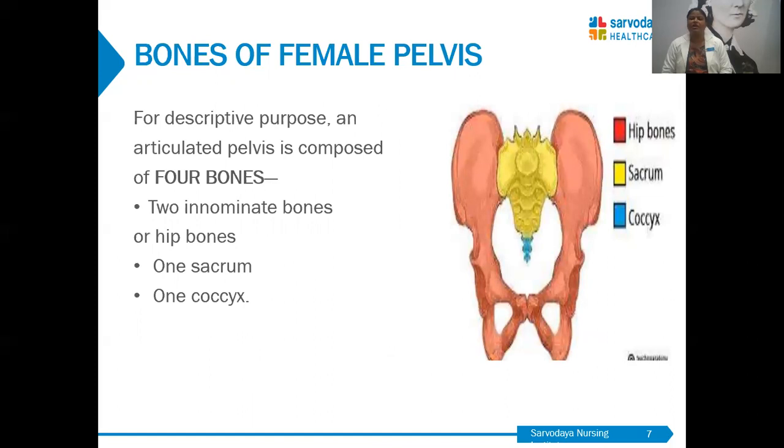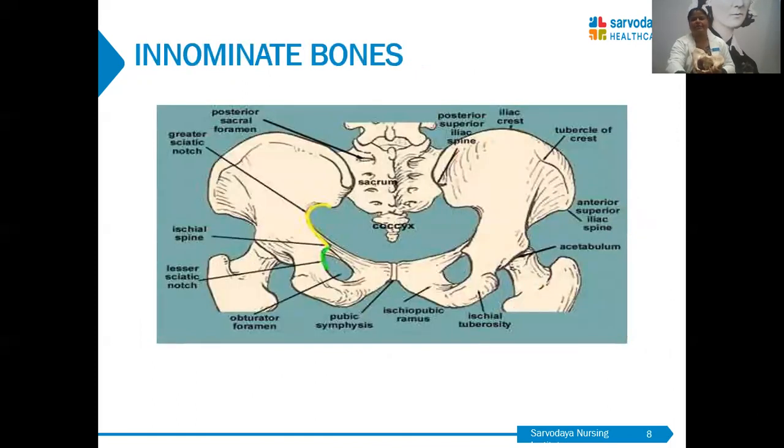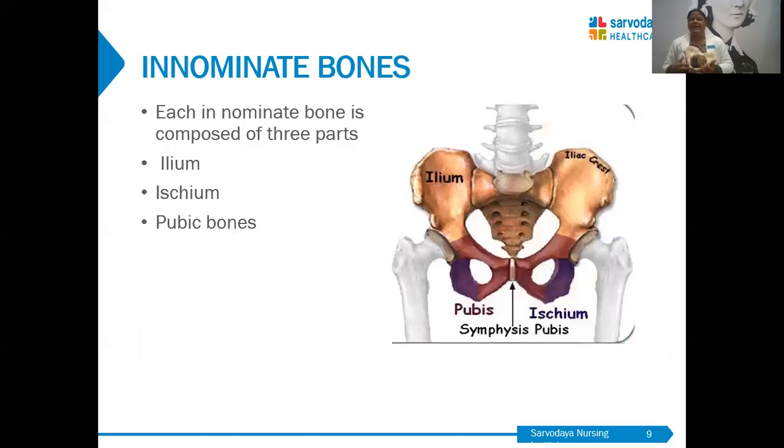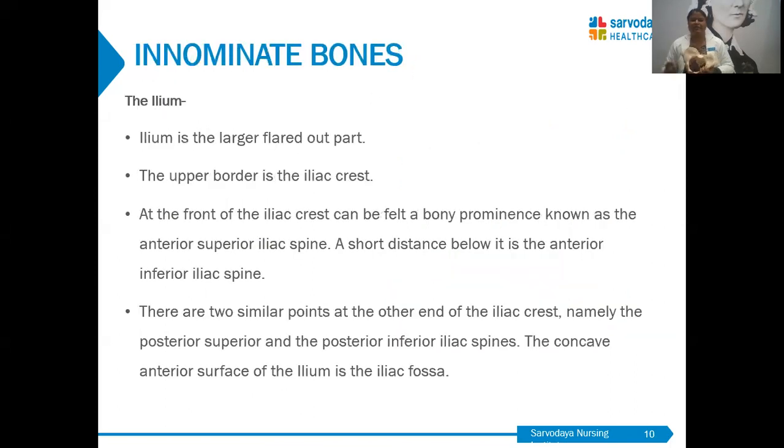Then the bones of the female pelvis. For descriptive purposes, an articulated pelvis is composed of 4 bones: 2 innominate bones, 1 sacrum and 1 coccyx. Innominate bones. Each innominate bone is composed of 3 parts: ilium, ischium and pubis. The ilium. The ilium is the larger flared out part.